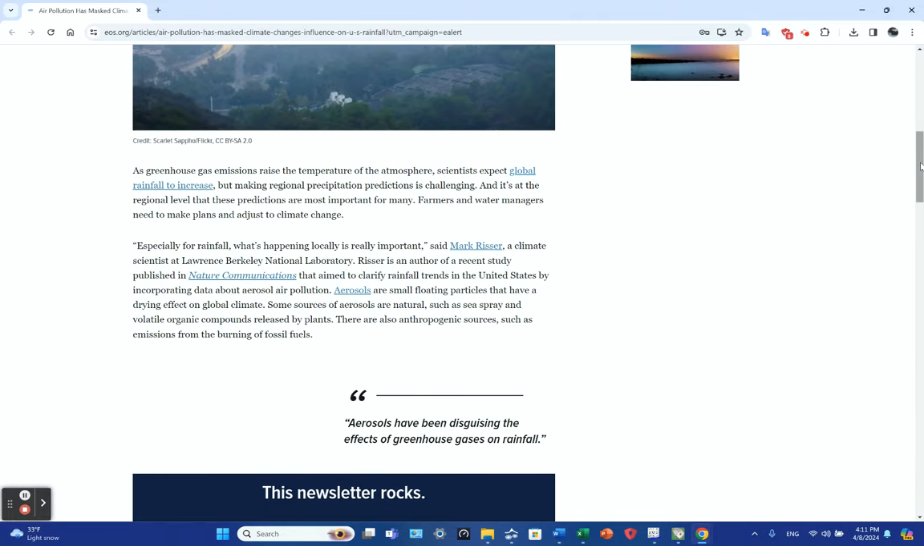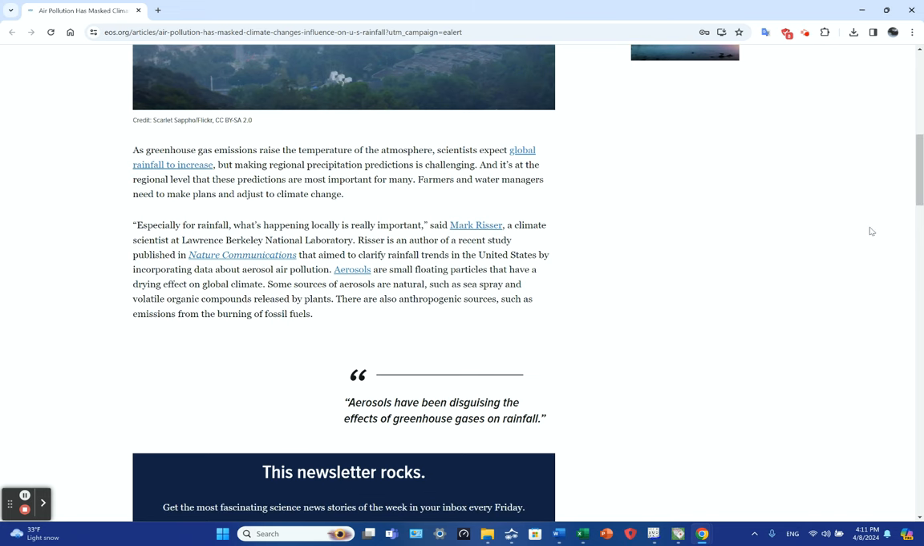Greenhouse gas emissions raise the temperature of the atmosphere. Scientists expect global rainfall to increase. And that's because, for every 1 degree C increase in temperature, the atmosphere can hold approximately 7% more moisture, more water vapor. And if it's holding more moisture and water vapor, presumably that leads to potentially more precipitation.